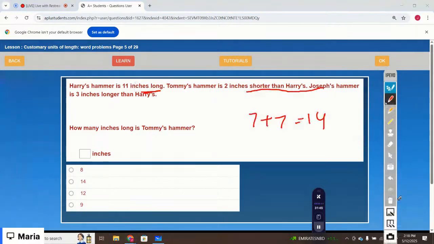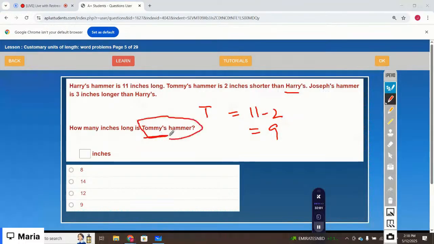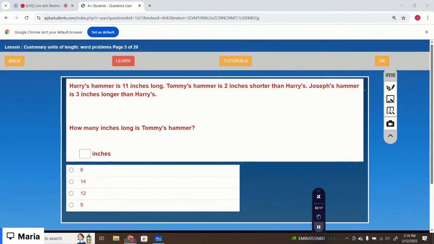So Tommy's hammer is 2 inches shorter than Addie's. So Tommy's hammer is 11 minus 2 because shorter, that is 9. Joseph's hammer is 3 inches longer, but the question is how long is Tommy's hammer? So Tommy's hammer is 9 inches long. The correct option is 9. Option number 2 is the correct option.